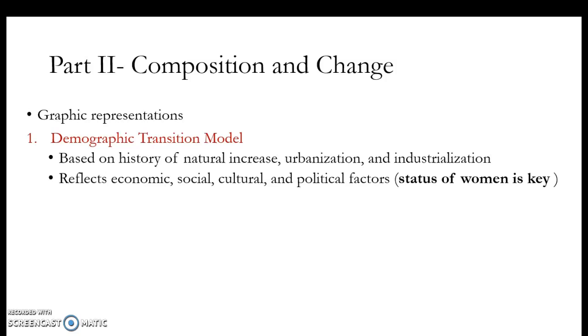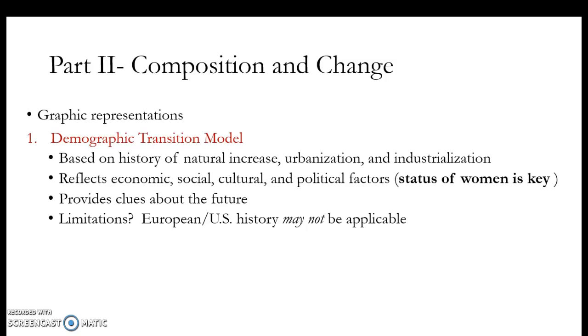It's really important to note that the status of women is key to understanding the different phases within this model. This model not only tells us about the past, but also provides clues for the future. How does a country plan for its demographic future? Are there going to be a number of kids in elementary school? Are we seeing our elderly population grow disproportionately? And if these factors come into play, a country needs to plan for its future dependents.